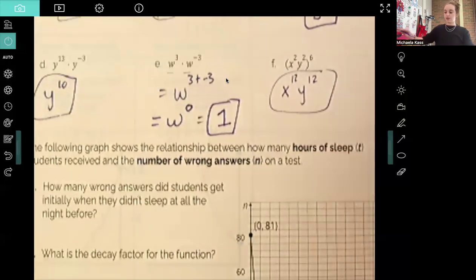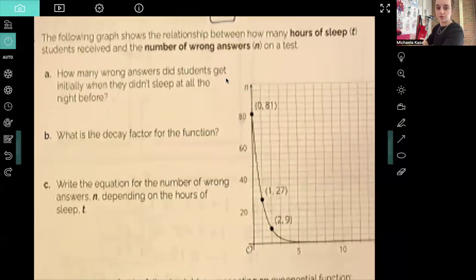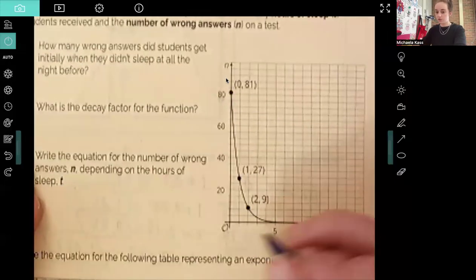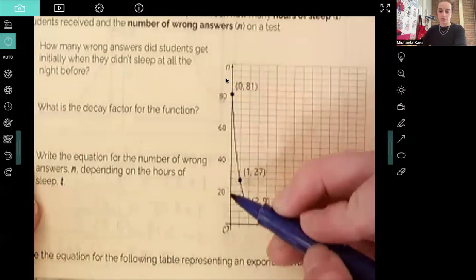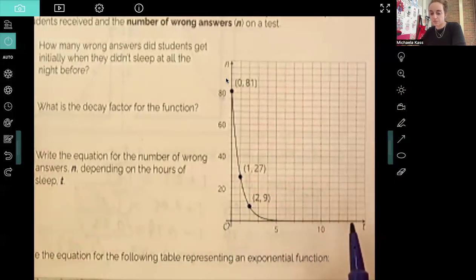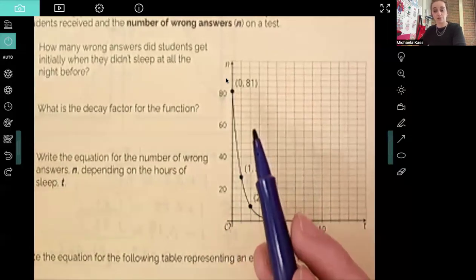All right, now let's go ahead and dive into a little bit of what we call a word problem. Okay, there we go. So it says the following graph shows the relationship between how many hours of sleep, which represents T, students received and the number of wrong answers N on the test. So right away, looking at my graph, I know this is hours of sleep and these are wrong answers. So it looks like the more we sleep, right, the more hours of continuous sleep we get, the less likely we are to get incorrect answers on a test. That's what this graph is saying.